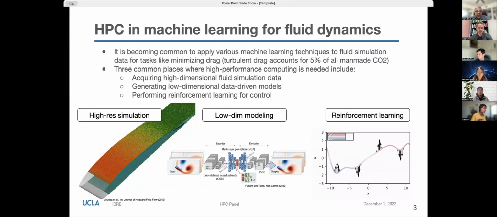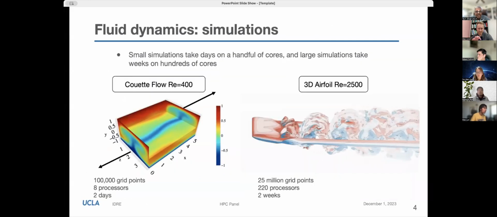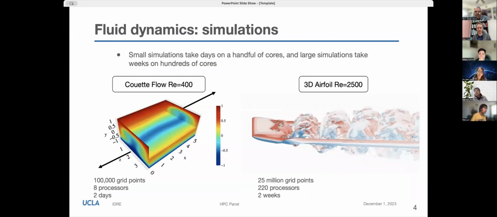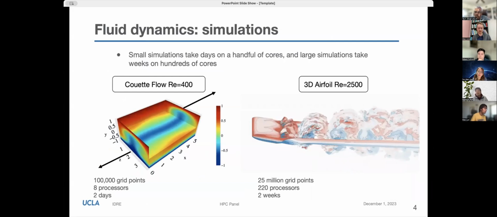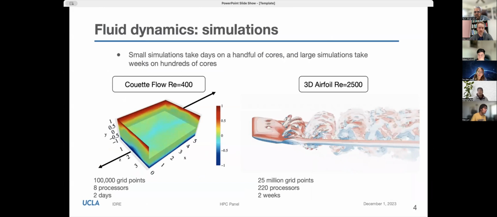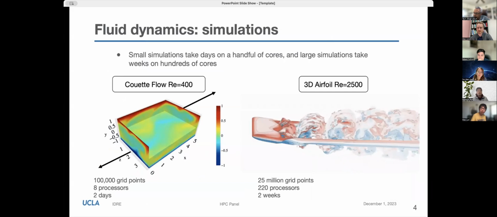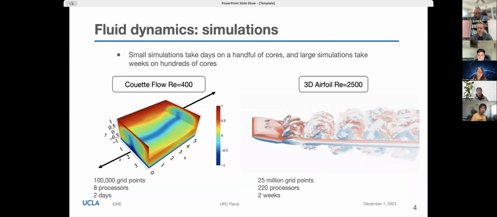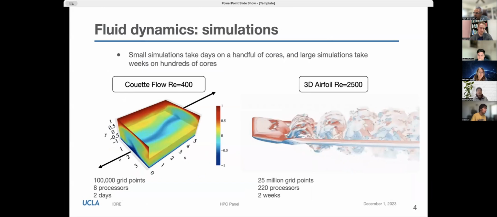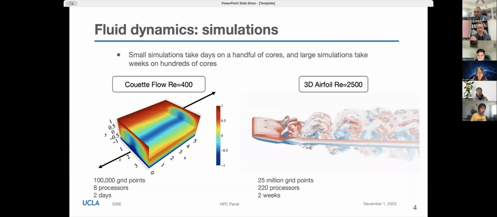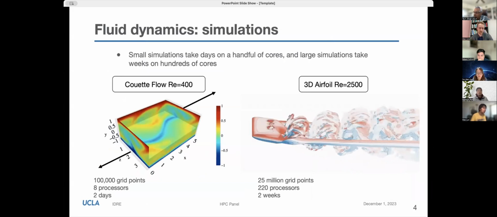Okay, so first, let me just talk about the direct numerical simulations. These simulations can take on the order of days to weeks to months. Here on the left, I'm just showing you one of the simplest fluid simulations that exhibits turbulence. This is called Couette flow. In this simulation, the top wall is moving to the right, the bottom wall is moving to the left, and the colors that you're seeing here are just the velocity moving in this x direction, left to right.